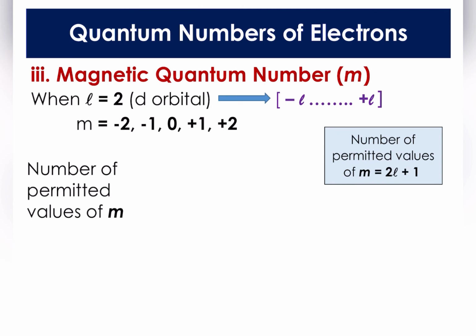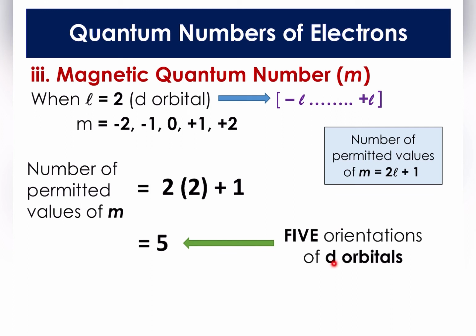So I use the formula where my L here is going to be replaced with number 2 because the L given is 2. So bila saya masukkan dalam nombor saya, I will have 5. So maksud 5 ini adalah 5 orientations of d orbital. Sebab kita tahu magnetic quantum number adalah untuk tentukan, to determine the orientations of orbitals. So we have 5 orientations. So we should have 5 values as you can see here.